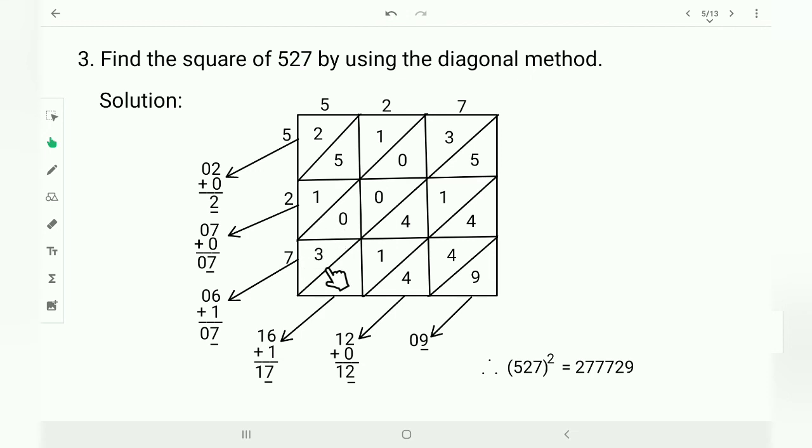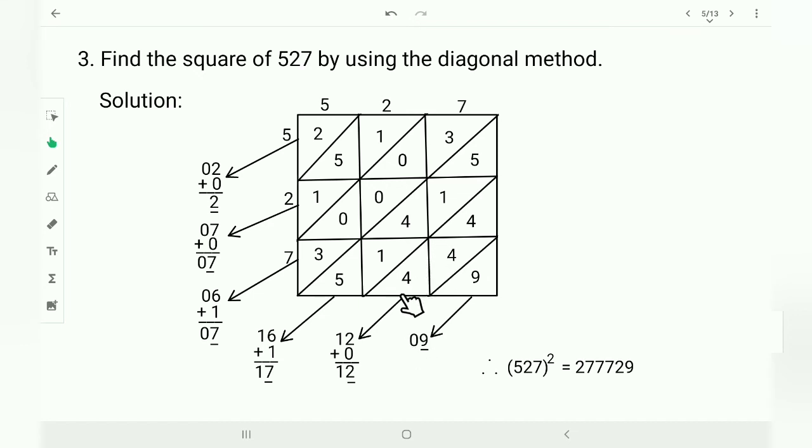7 5s are 35, 3 and 5 I have written. 7 2s are 14, 1 and 4 I have written. 7 7s are 49, 4 and 9 I have written. Then add all the digits diagonally like this. Diagonally you have to add all the digits and follow the same rule whatever you have done for the 2 digits number. So you can see here 9 is the addition, with 0 I have written.